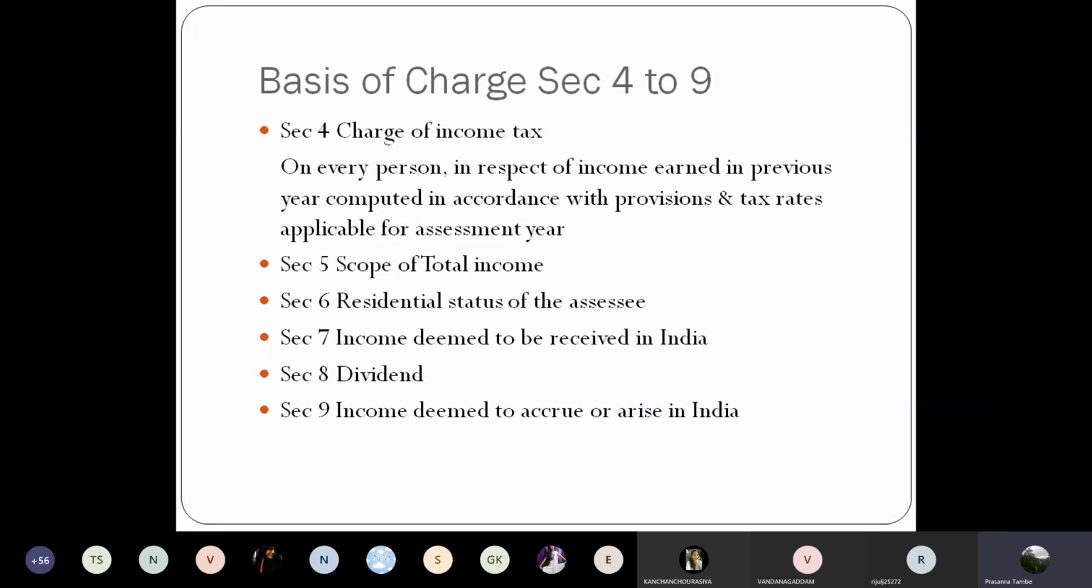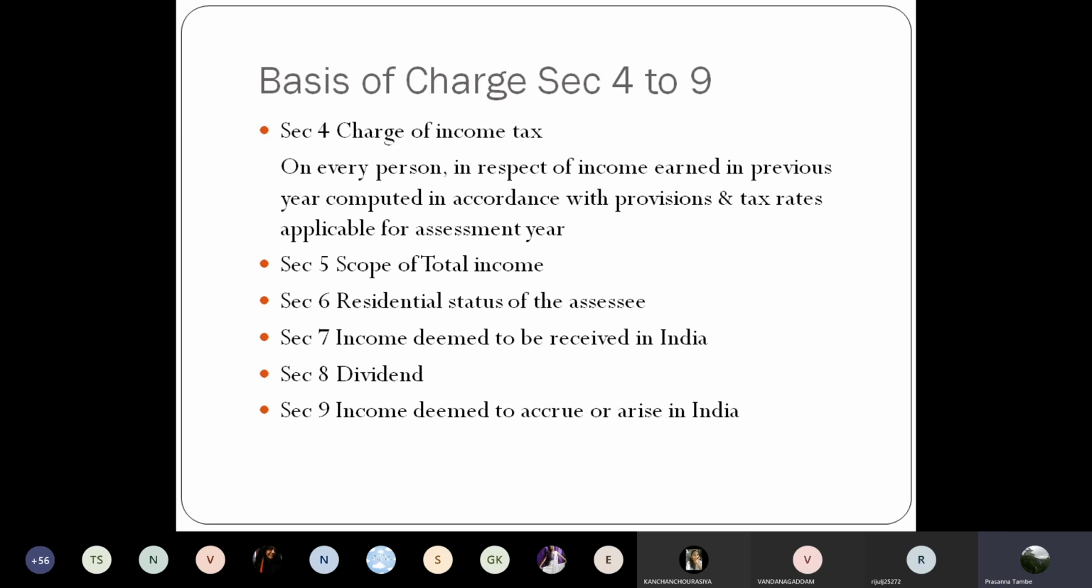Section 6 deals with residential status of the assessee. You must have heard of a person being either resident in India or non-resident in India. So how do you determine that? Those are the guiding principles under section 6. The only difference being a similar concept is there in FEMA also, the Foreign Exchange Management Act. But these are two different things. Your residential status under income tax under section 6 and your residential status under FEMA could be different. So for tax purposes, you have to apply the provisions of section 6.